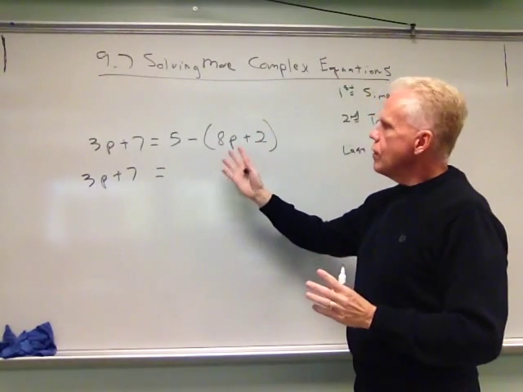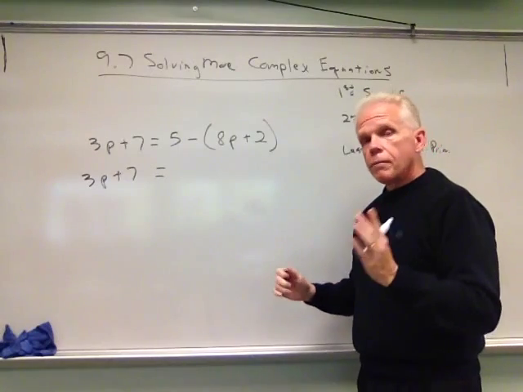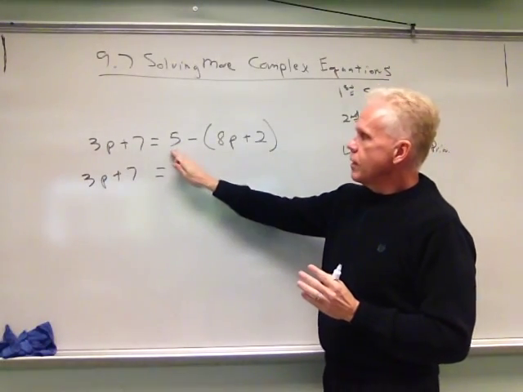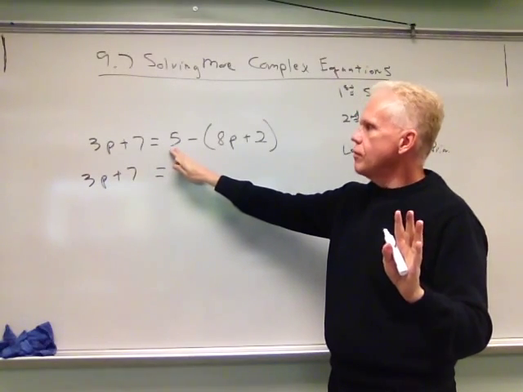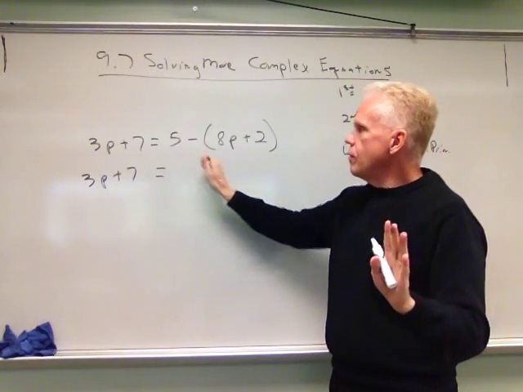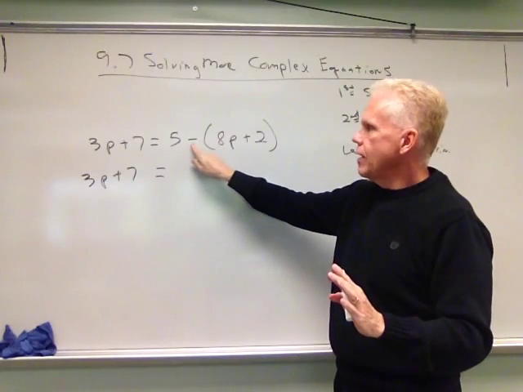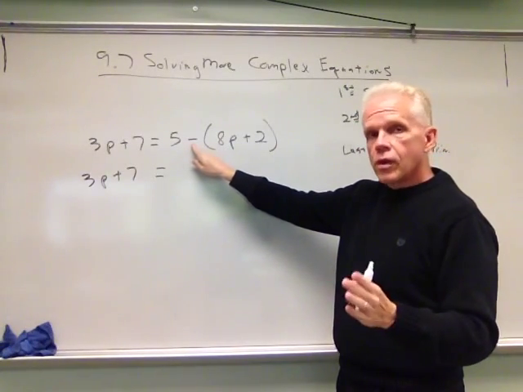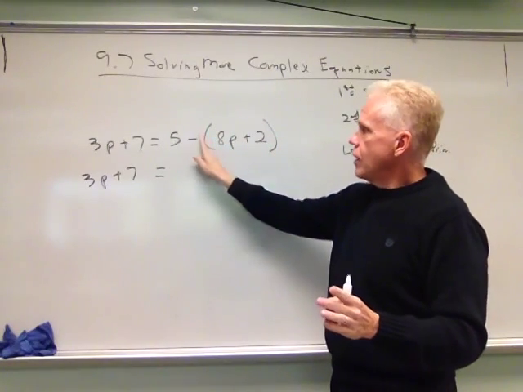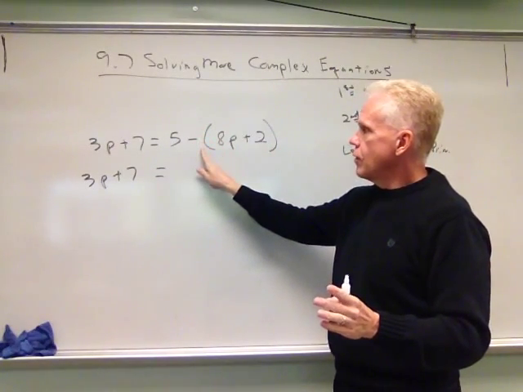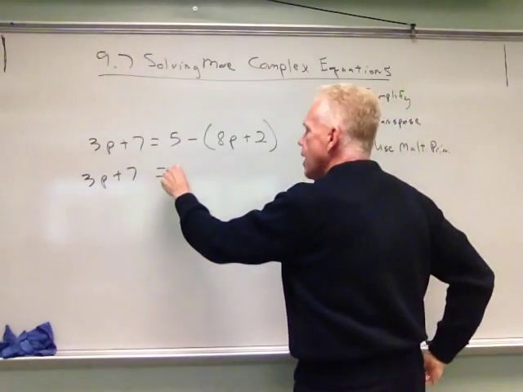Now, I want to distribute through the parentheses. A lot of people make the mistake of thinking I'm going to distribute the 5 through the parentheses, but no, I'm not distributing the 5 through the parentheses. What I'm going to distribute through the parentheses is simply that negative sign. It's sort of like multiplying through the parentheses by negative 1. It's like there's an understood negative 1 right here. All right? So I'll leave the 5 alone.